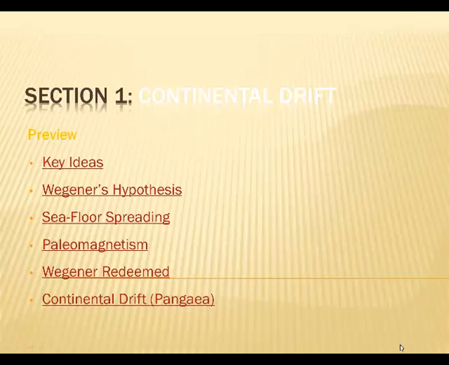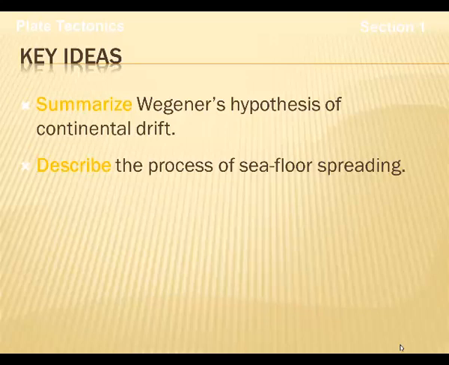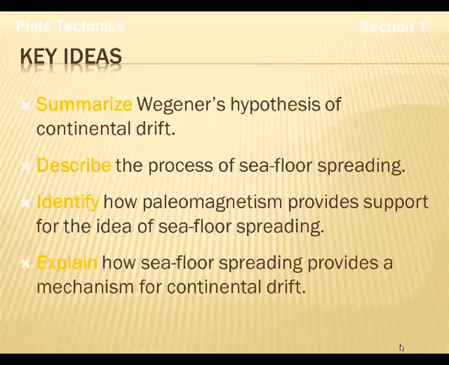Section 1, Continental Drift. In this section, we're going to summarize Wagner's hypothesis of continental drift. We'll describe the process of seafloor spreading. We will identify how paleomagnetism provides support for the idea of seafloor spreading. And then finally, we'll explain how seafloor spreading provides a mechanism for continental drift.